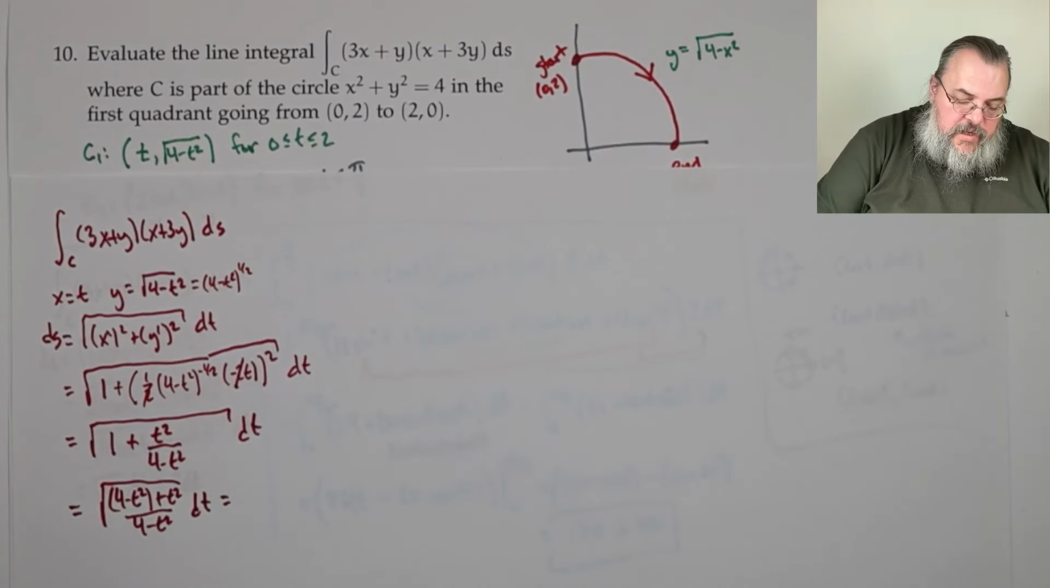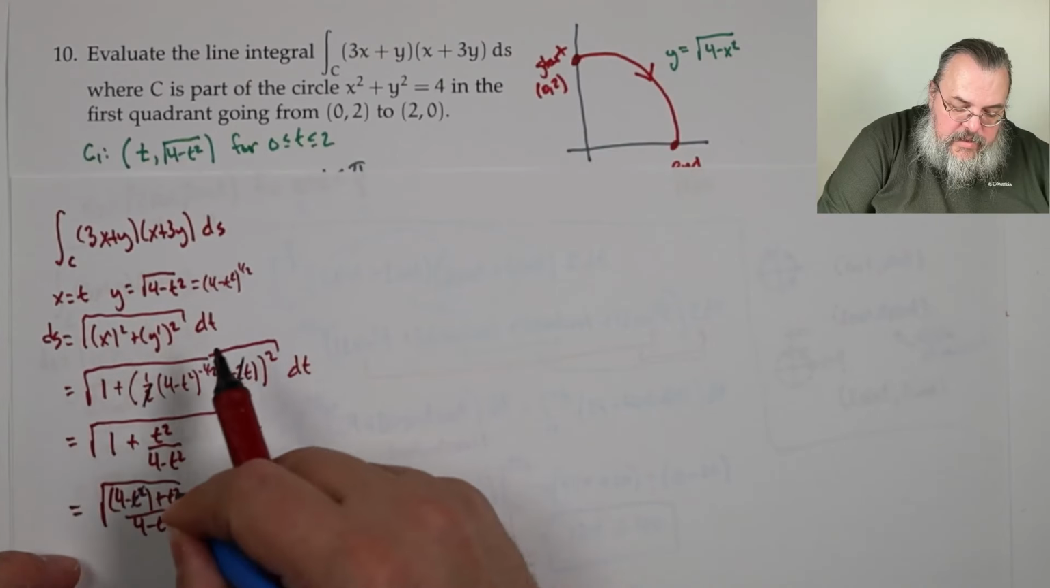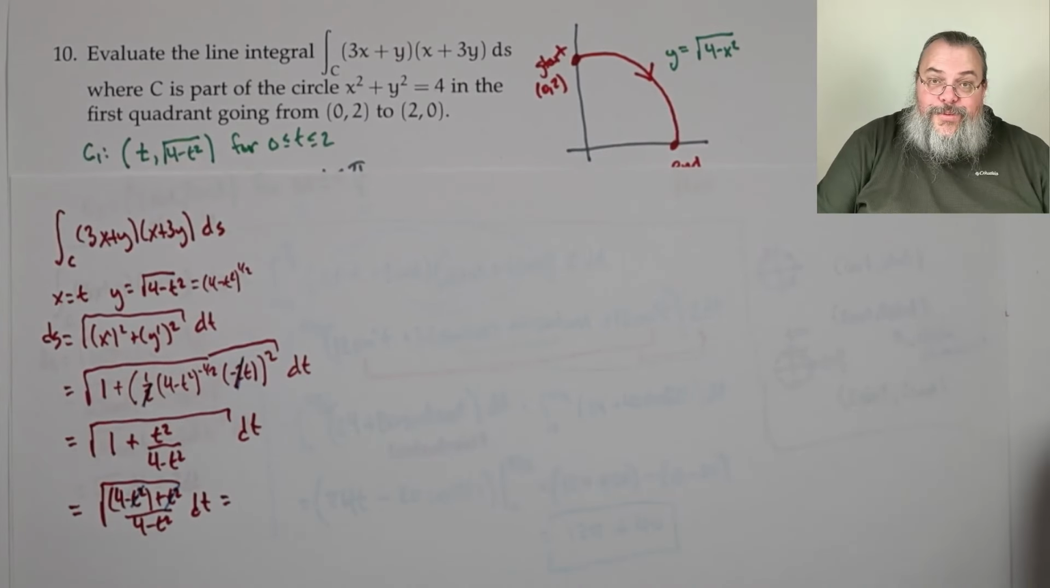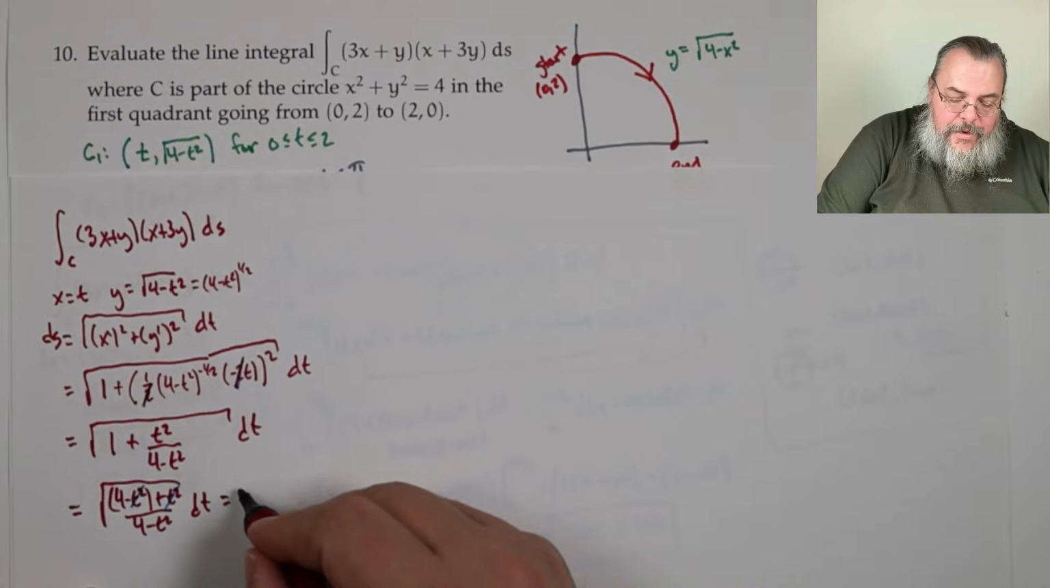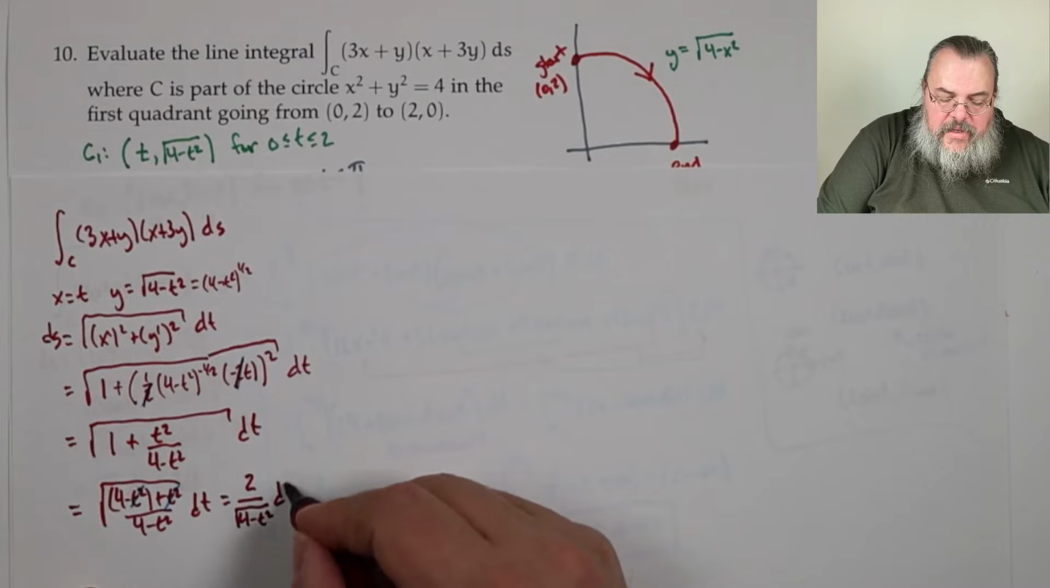And so we'll mark that. We'll go ahead and remark this a different color. t squared. And square root of 4 is 2. So we get 2 over the square root of 4 minus t squared dt.